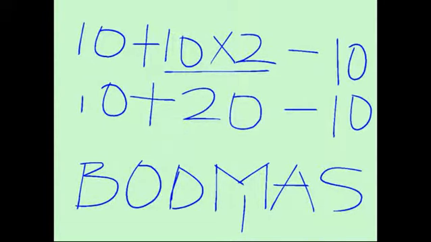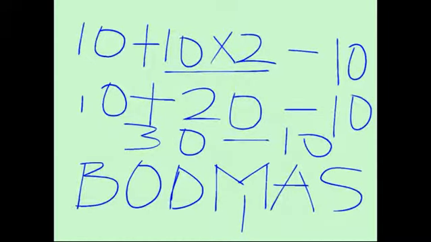Then what comes next? Addition. So if you're adding, 10 plus 20 is equal to 30, and 30 minus 10 will give you 20. So 20 is what you should get from this.